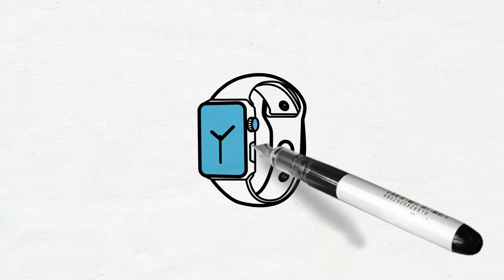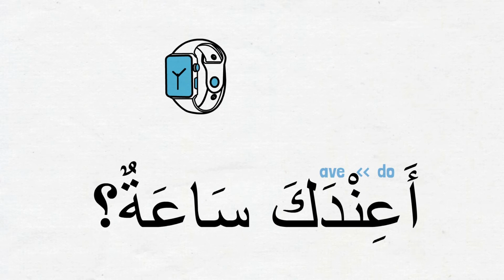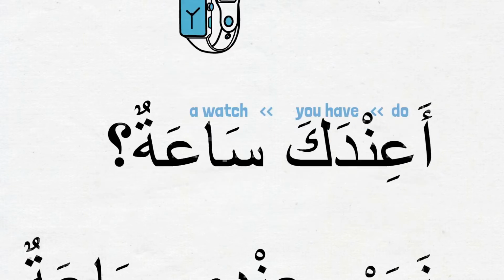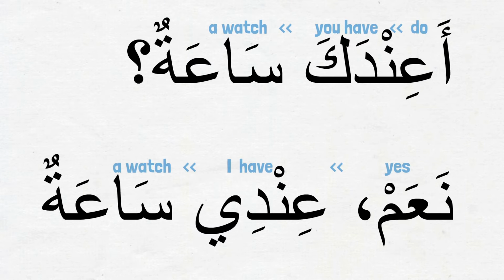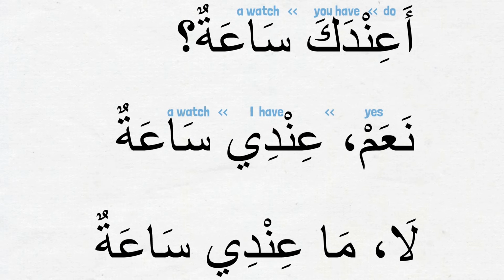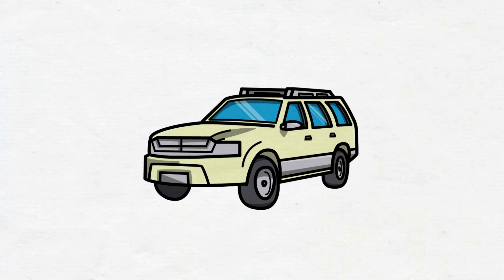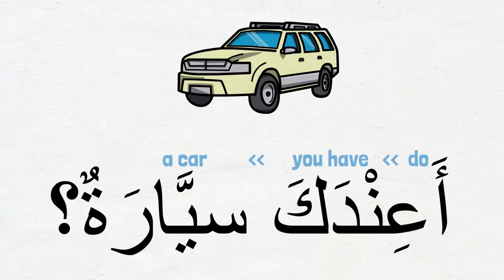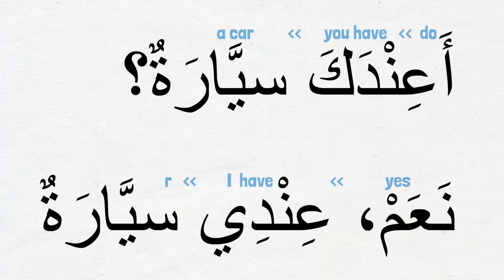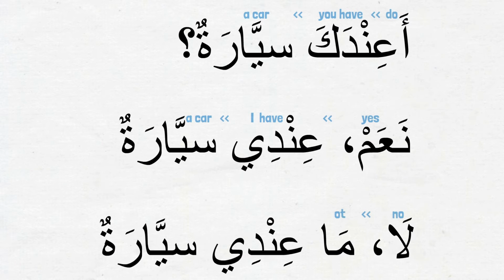For the first one, let's use ساعة. The question we want to ask is, do you have a watch? In Arabic, it is أعندك ساعة? The positive answer will be نعم, عندي ساعة. And if you want to say no, I do not have a watch, we say لا, ما عندي ساعة. Let's now use سيارة. What will be the question? أعندك سيارة? And what will be our positive response? نعم, عندي سيارة. How about the negative response? لا, ما عندي سيارة. Very good.